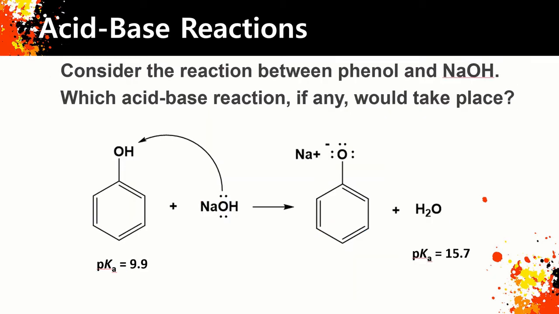So consider the reaction between phenol and sodium hydroxide. Which acid-base reaction, if any, would take place? So I believe you should be familiar with this reaction as well. So we have our base in the form of sodium hydroxide. Again, it will abstract a proton as bases normally do. This OH bond will break and form the phenoxide ion. So we have sodium phenoxide here and water. Again, the reaction favors the formation of the weaker acid in the form of water. So we're comparing a pKa of 9.9 here with a pKa of 15.7.